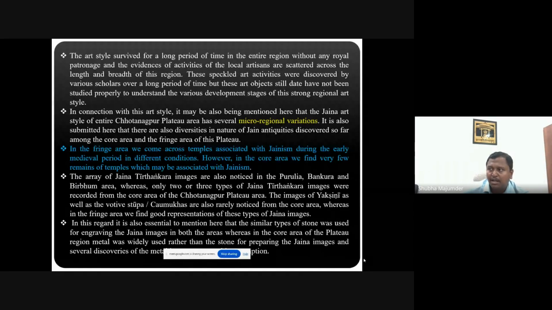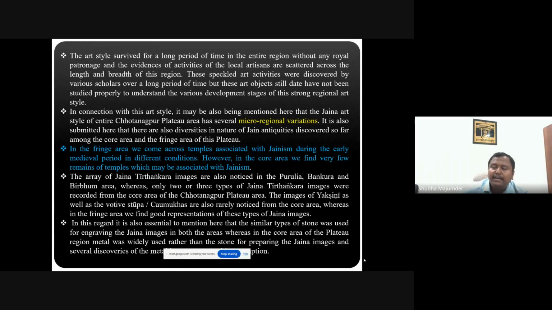So a good number, in the core area of the Chhotanagpur Plateau, belong to the main region of Chhotanagpur Jharkhand, whereas in the fringe area of the plateau like Purulia, Bankura, Birbhum, we found the Jain images in stone, especially the same material as used in the core area and the periphery area. However, in the core area of the Chhotanagpur Plateau, especially in the Jharkhand area, we found metal images, a good number of metal images from this area.